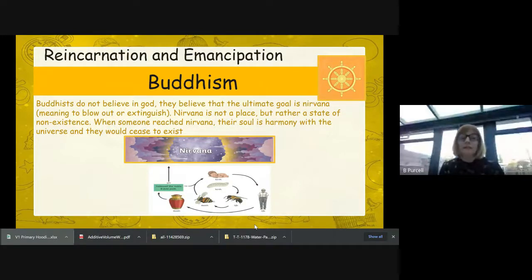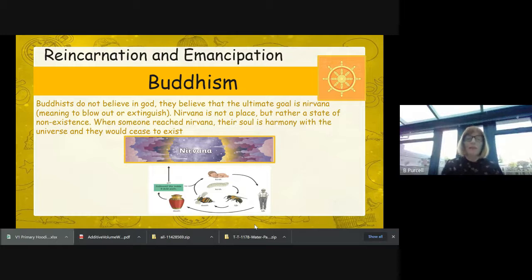Buddhists do not believe in God. They believe that the ultimate goal is nirvana; nirvana means to blow out or extinguish. Nirvana is not a place, but a state of non-existence. When someone reaches nirvana, their soul is in harmony with the universe and they cease to exist.